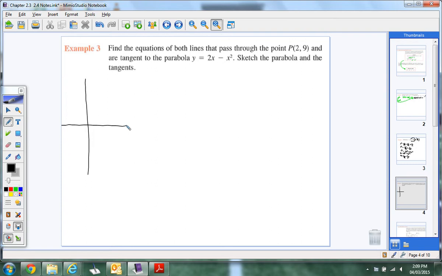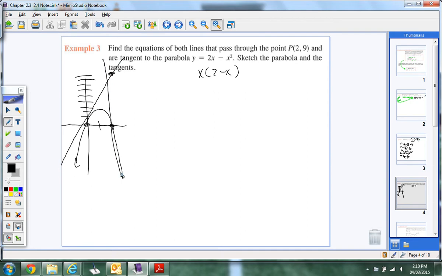So just real quickly, this is x times 2 minus x. Okay, factored. I just do that to see my zeros. So my parabola here looks something like this. And then I have the point 2, 9. So 1, 2, 3, 4, 5, 6, 7, 8, 9, way up here. And I'm trying to find, from this point, I want to go tangent through that side, tangent through that side of the parabola. So from that point, we're trying to go tangent to the parabola on both sides, because that point is above the parabola. That's what we're doing, okay?